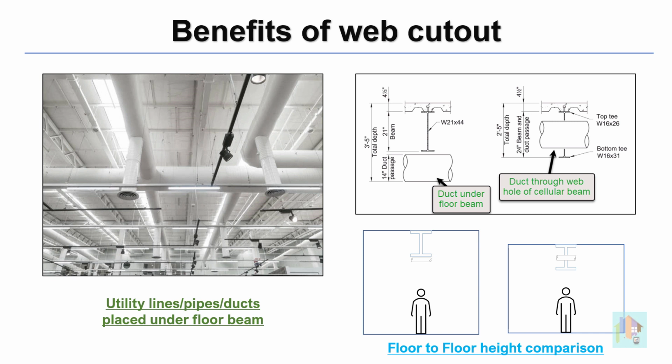not required. For cellular beam, there are multiple holes within the web, and we can easily accommodate all these utility lines through the web holes. If required, we can customize the holes or join 2 holes to fit a larger pipe. Obviously, an additional web stiffener plate at this location is required. Reduction of the floor-to-floor height of a multi-story building also reduces the overall construction cost.